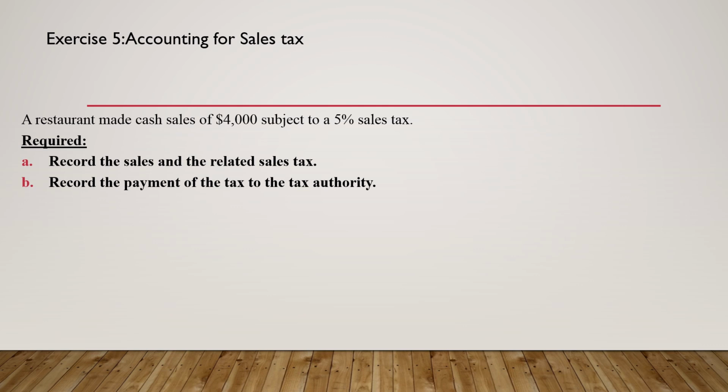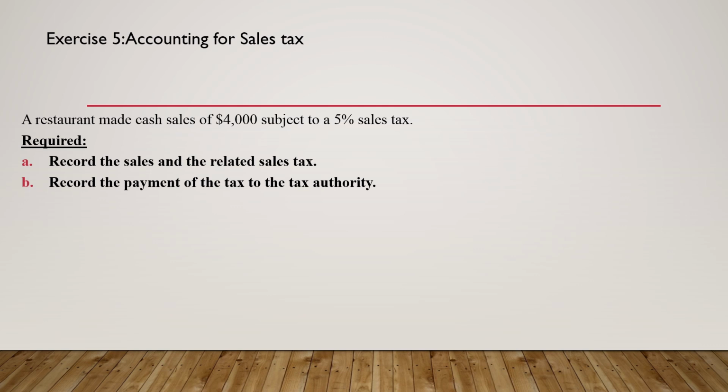Okay, let's solve exercise 5, another exercise on the sales tax. A restaurant made cash sales of $4,000 subject to a 5% sales tax. Required first to record the sales and the related sales tax, and then to record the payment of the tax to the tax authority. Let's first make the first entry for recording the sales and related sales tax.